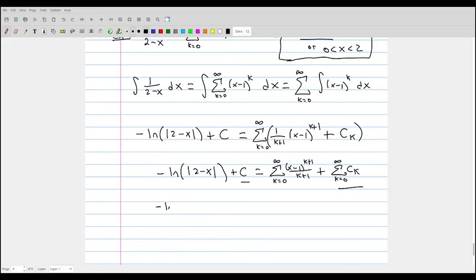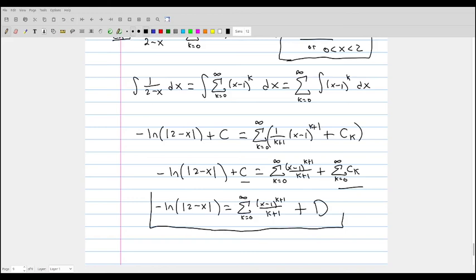So the nicest way of writing this would be to write negative the natural log of the absolute value of 2 minus x is equal to, say, this infinite sum plus some arbitrary integration constant d. We'll just relabel both of those. But this is what we've just shown by term by term integration.